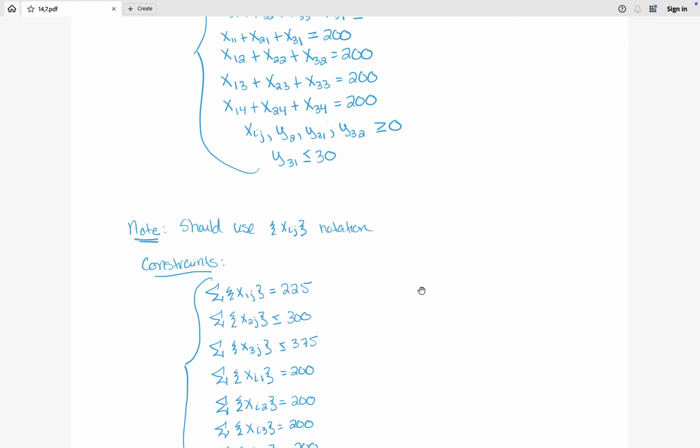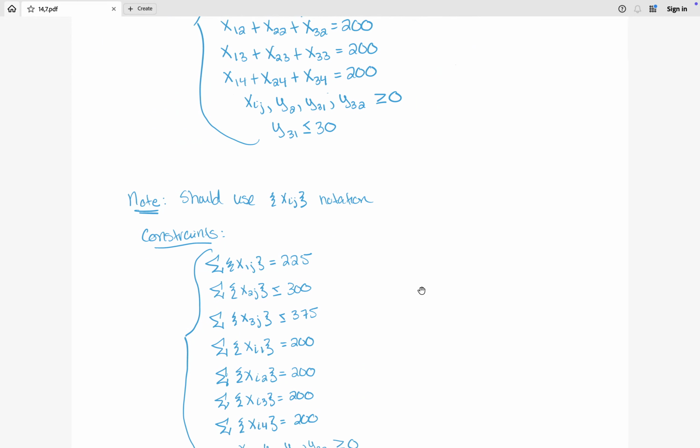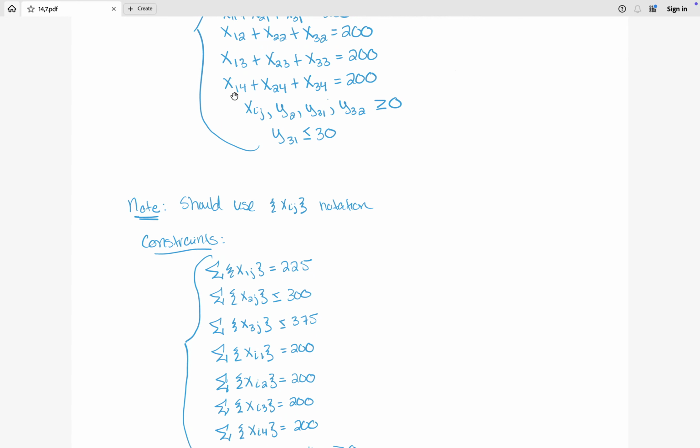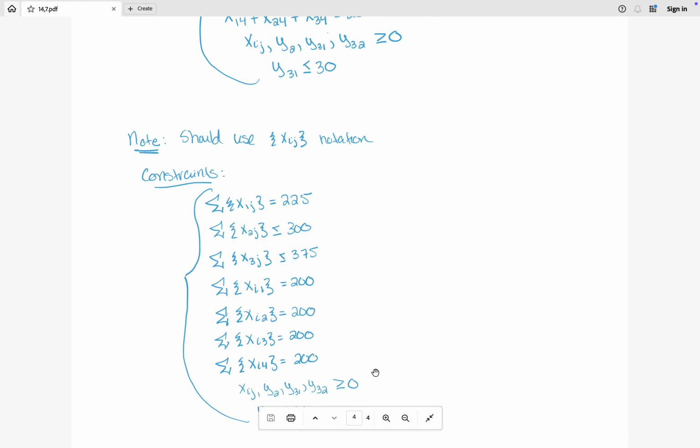And just a note here that I did write everything out in the long manner, but I could have just said, for instance, with this constraint here, that the sum of x sub i4 equals 200. So I could have used this notation here. I could have rewritten my constraints in this manner, and it would have just saved some time and some space. So just keep that in mind. It is best to use that notation.